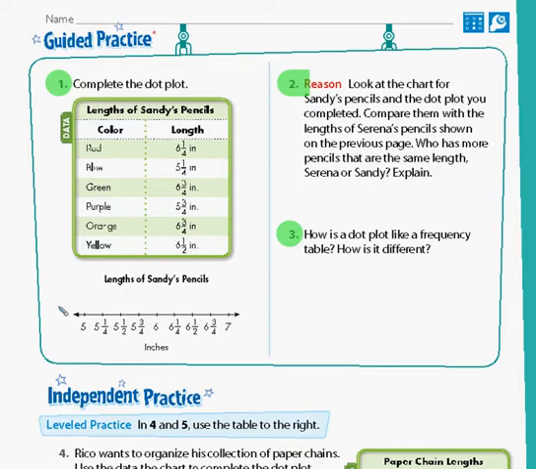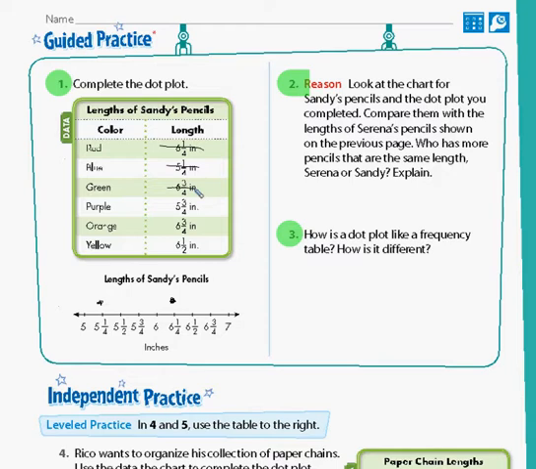It's talking about lengths of Sandy's pencils. It's got different colors and what the lengths of them are. So basically all you do is put a dot above the amount that we're trying to plot on our number line down here. So 6 1/4 is going to be the first one, so I got a dot right there above 6 1/4. 5 1/4 right there, so 5 1/4.